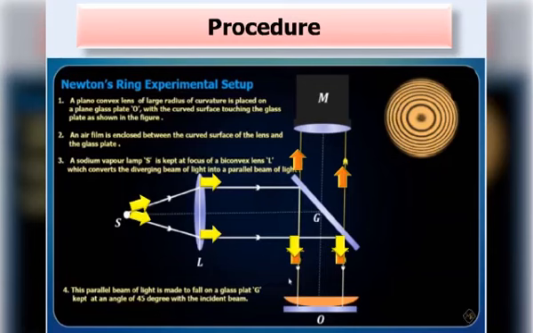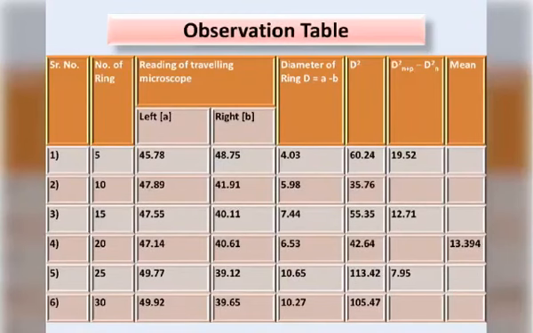So this is the procedure of the Newton's rings experiment, and Newton's rings is the best application for thin films and interference. This is the observation table of the Newton's rings experiment. These are the numbers of rings: 5, 10, 15. Instead of that we can take 1, 2, 3, 4 also. Then there are the readings of the traveling microscope at left side and right side, then diameter of ring, then diameter square, then (D n plus p) square minus (D n) square and its mean value.